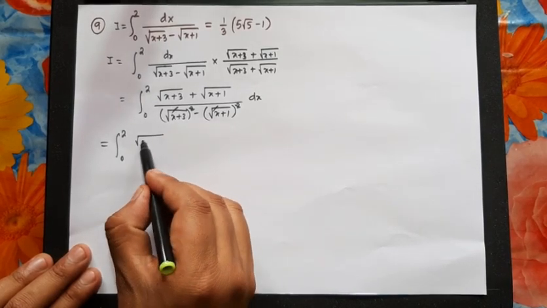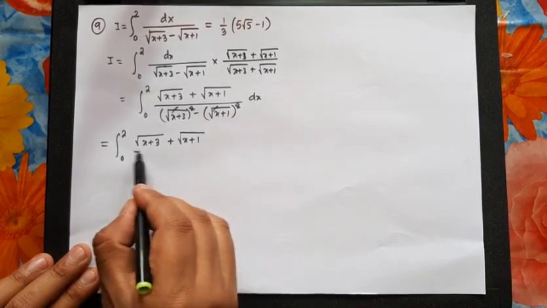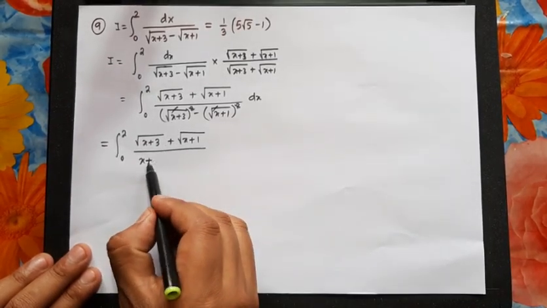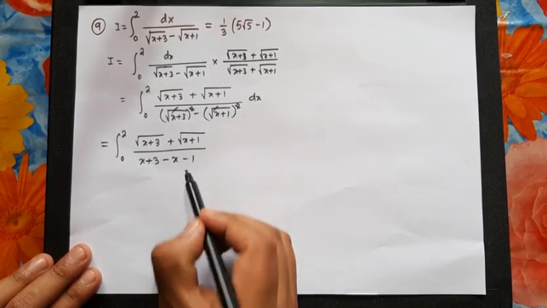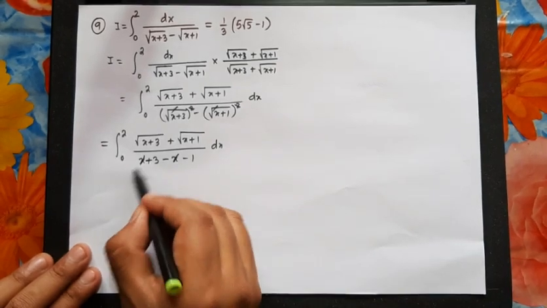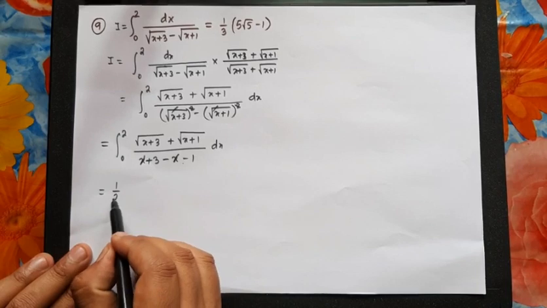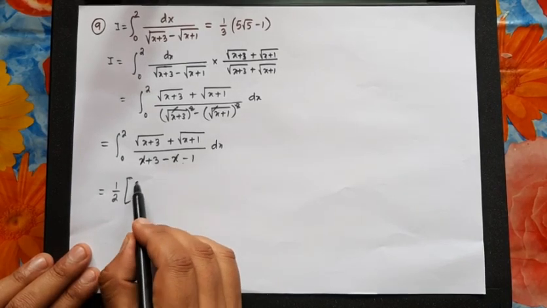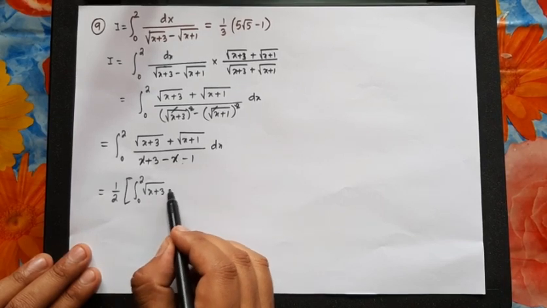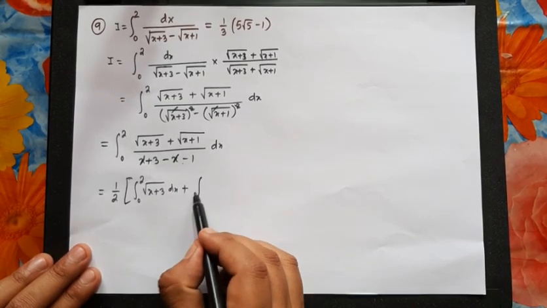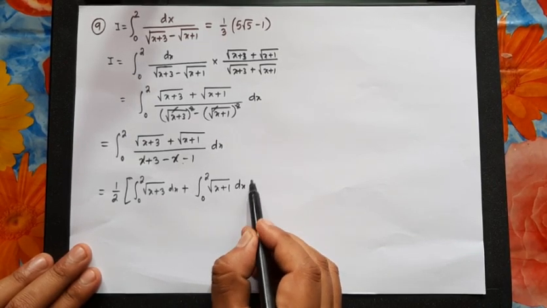Okay, so this is square root of x plus 3 plus square root of x plus 1. Now this is x plus 3, and because of this minus, all the signs will get changed. So we have this much. So here this and this get cancelled. So 3 minus 1 is 2. So let me write that 2 outside. So we have integral of 0 to 2 square root of x plus 3 dx plus integral 0 to 2 square root of x plus 1 dx.